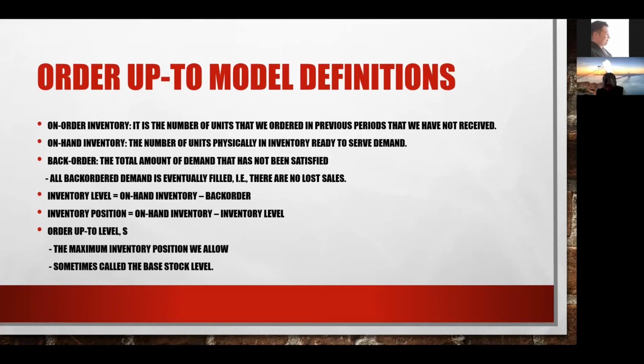All back order demand is eventually filled such that there are no lost sales. We have the inventory level, which is on-hand inventory minus back order. We have the inventory position, which is on-order inventory plus inventory level. And we have the up to level, denoted S. That is the maximum inventory position we can allow, sometimes called the base stock level.